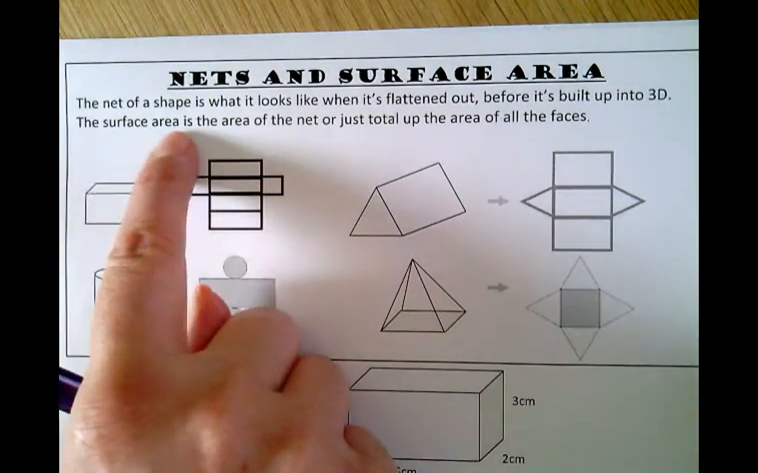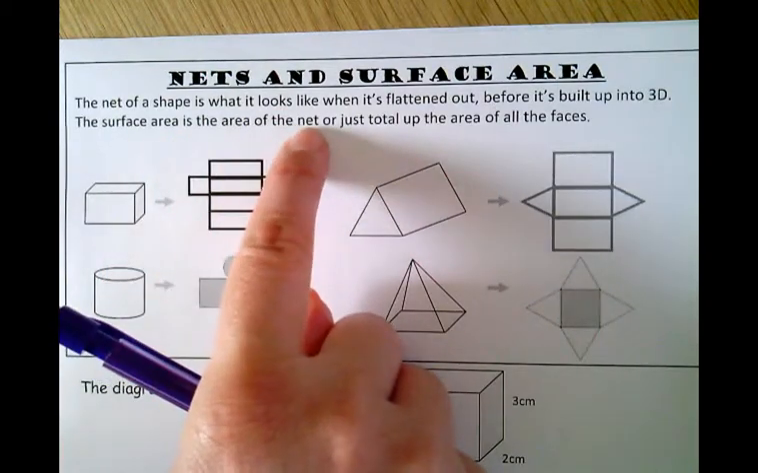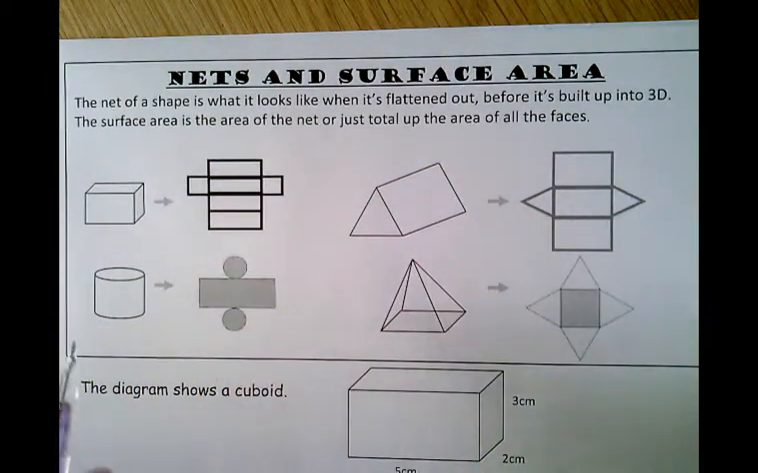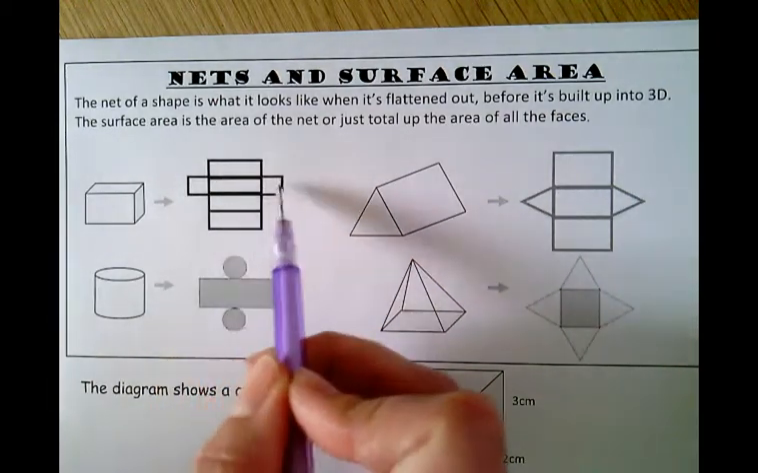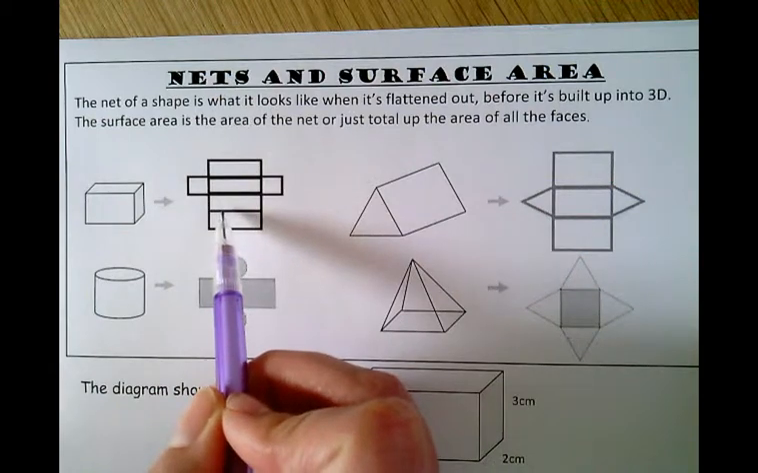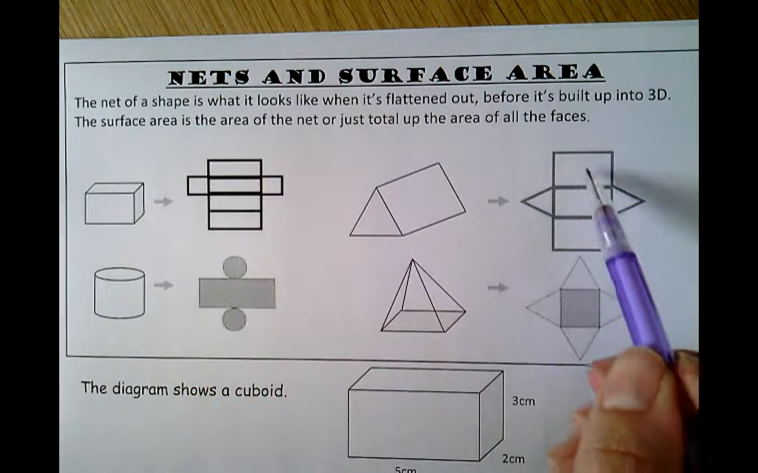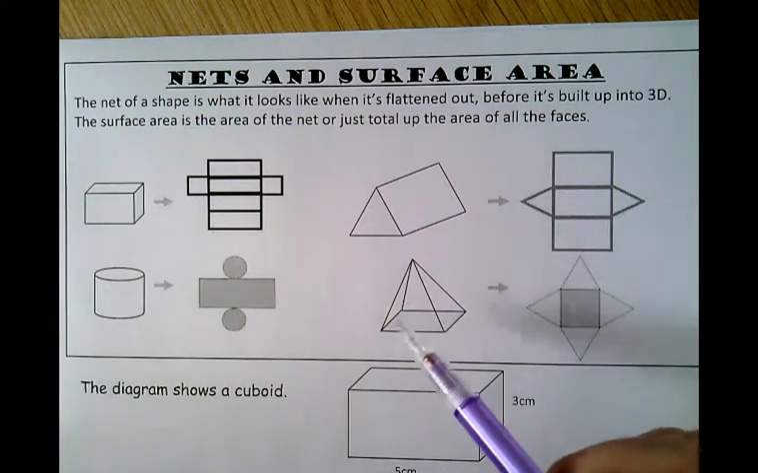And if you're asked for the surface area, that's just the area of the net, the area of all of the surfaces. So just total up the area of all of the faces. So for this one you would just have 1, 2, 3, 4, 5, 6 rectangles totaled up, the area of 6 rectangles. This one you'd have 3 rectangles and 2 triangles totaled up.